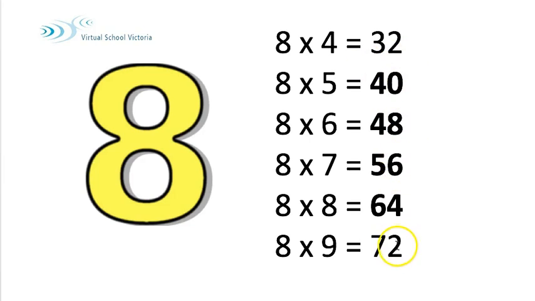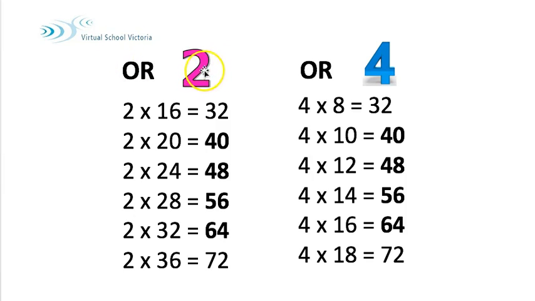All the answers to the 8 times tables are even numbers. So that does help us a lot. And we've got a similar pattern for the 2s and for the 4s.